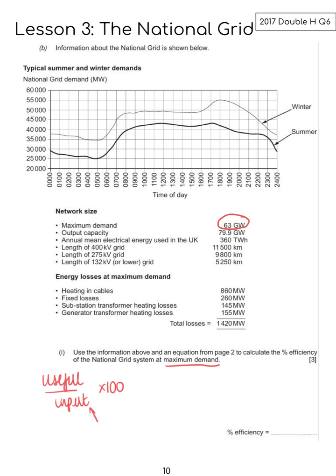So that's going to go in there, 63 gigawatts. And I'm not going to forget that it says gigawatts because not everything does here. And then to find our useful energy, I think the easiest way is to start with that 63 again and take away our total losses.